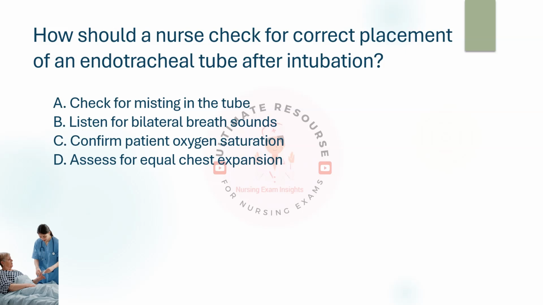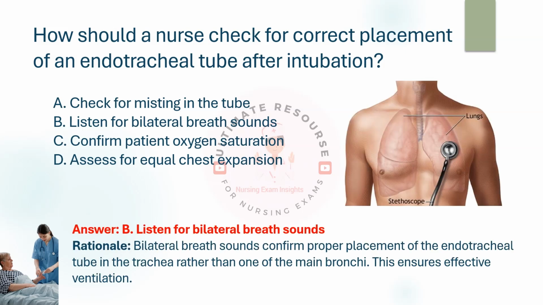How should a nurse check for correct placement of an endotracheal tube after intubation? Options are A. Check for misting in the tube. B. Listen for bilateral breath sounds. C. Confirm patient oxygen saturation. D. Assess for equal chest expansion. The answer is B. Listen for bilateral breath sounds.